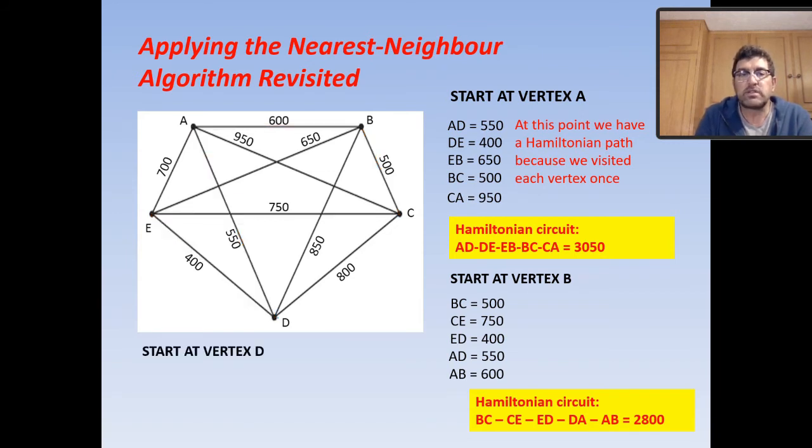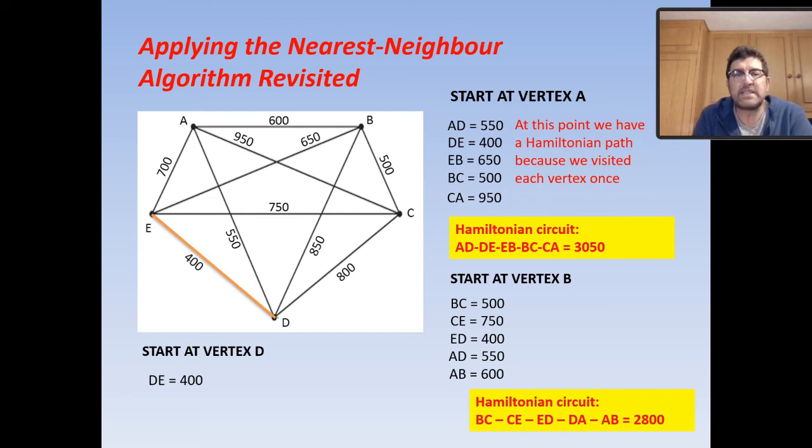You're going to start the journey at vertex D this time and use the nearest neighbor algorithm to plot out a Hamiltonian circuit. Pause the video now. Once you've finished, play it again, continue playing to see whether your choices were indeed correct. Okay, let's see what you did. If we start at vertex D, D is adjacent to all the other four. The shortest path, we've got a pathway to E that is 400, so we start there.